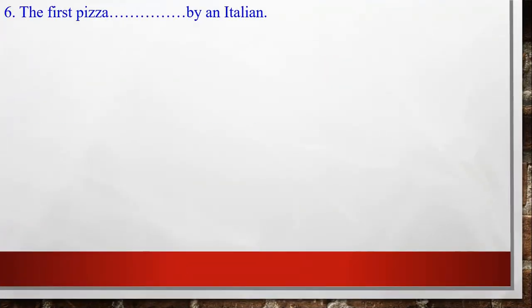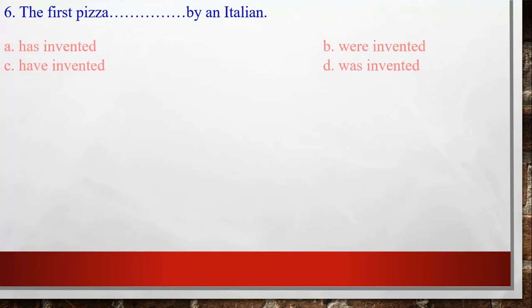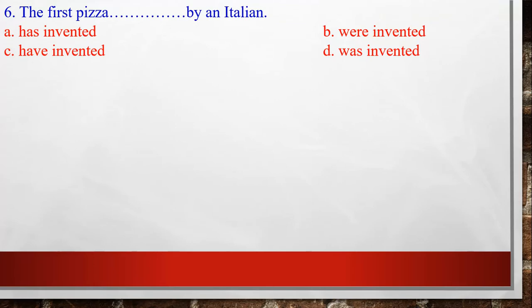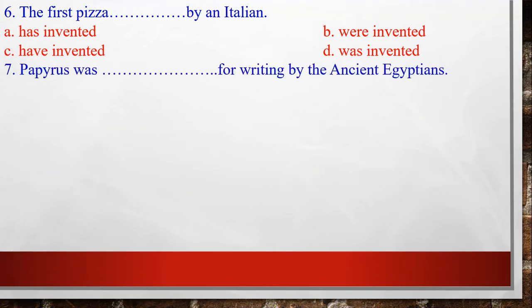Number 6. The first pizza space by an Italian. This sentence is in the passive, so I must use verb to be plus the past participle form. The first pizza is a singular noun, so I will use "was invented." So the answer is "the first pizza was invented by an Italian." Letter D.